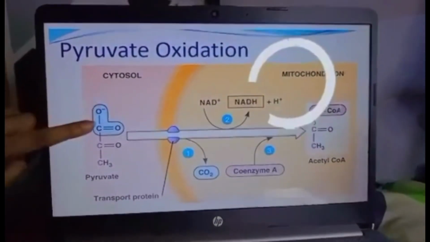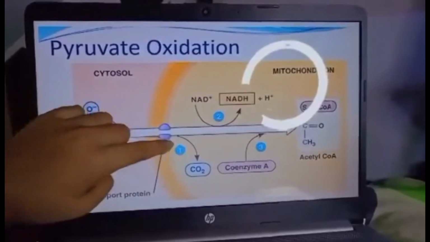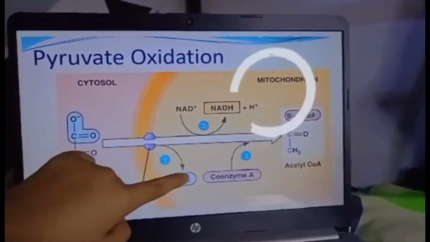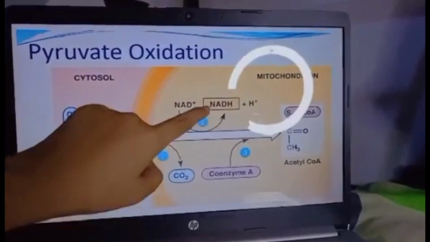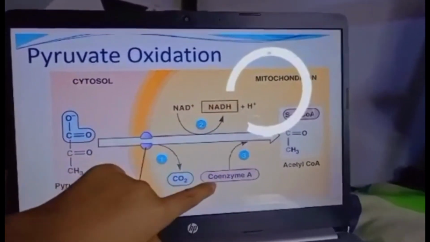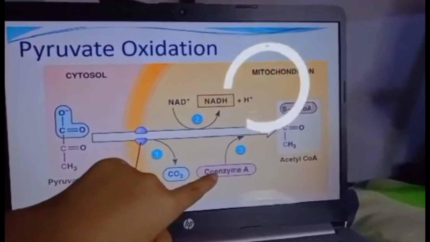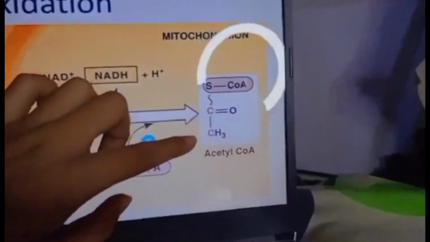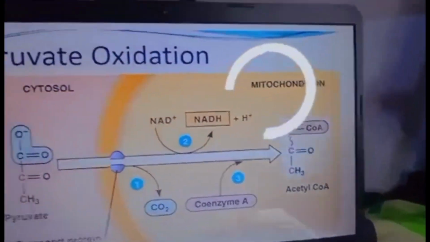So first, the large pyruvate molecule undergoes the first stage, which is decarboxylation. Then it is oxidized in the second stage. Then it is carried in the third stage, which is coenzyme A. Then, once all the molecules are bound, acetyl-CoA is formed.